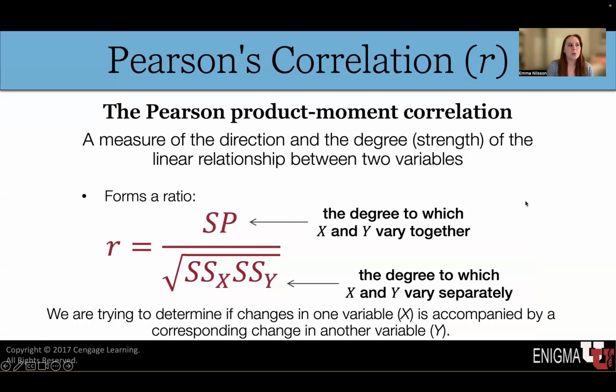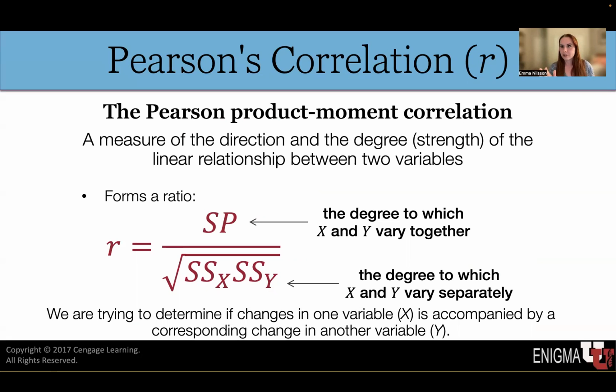So now that we know what sorts of things correlation can tell us, let's figure out how we actually calculate it. We calculate correlation using something called Pearson's correlation or Pearson's R. It's also called the Pearson moment or product moment correlation. Basically, it's a measure of the direction and the strength of a linear relationship between two variables.